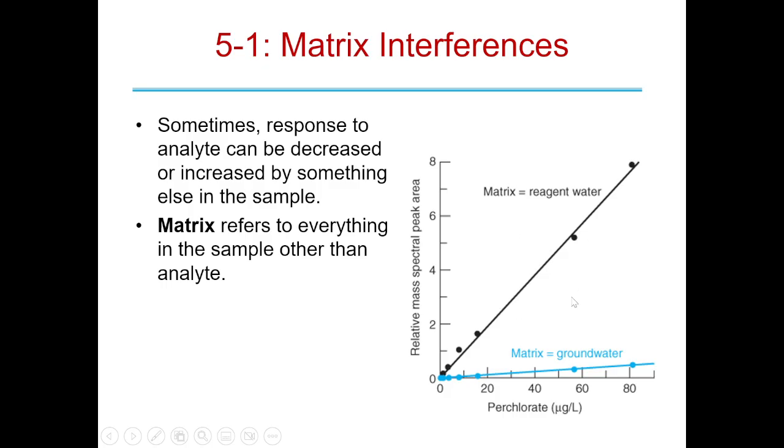So again, this example we showed before was actually matrix interferences, right? So we have a heavy matrix interference from groundwater. We have basically almost no interference from the reagent water. Probably no interference, but I would have to run a test.